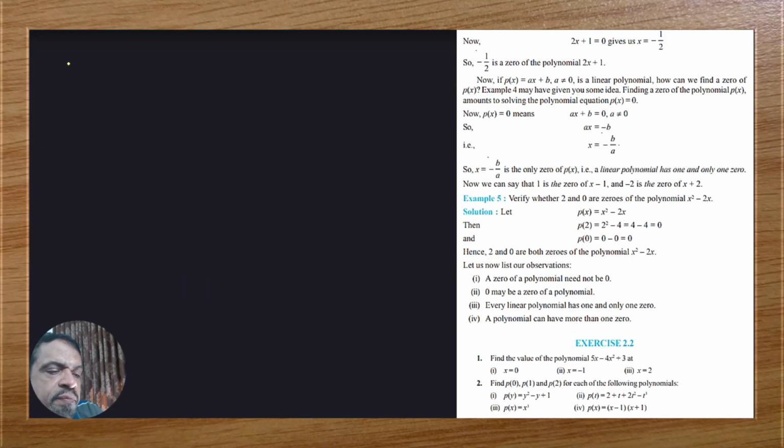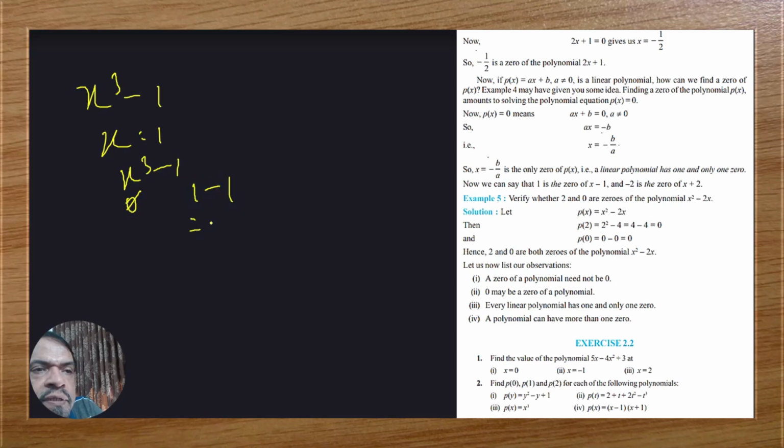Now see the very important thing. Suppose I am writing x cube minus 1. If I put x is equal to 1, it becomes 1 minus 1, it is 0. So it means there is one 0. But here it is a cubic polynomial. So what does it mean? It means we have to write in a proper way. Listen, the very important concept, students: the cubic polynomial has at most 3 zeros.